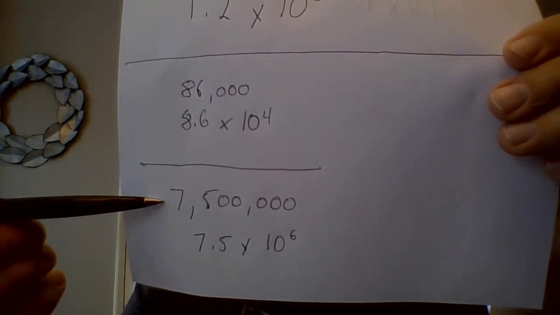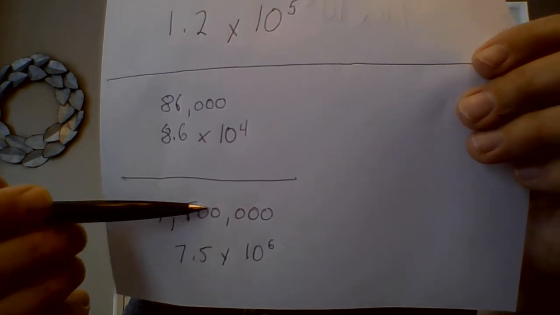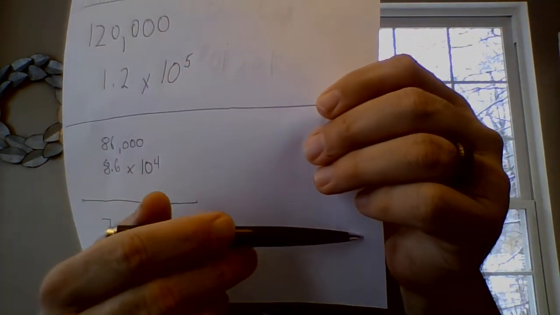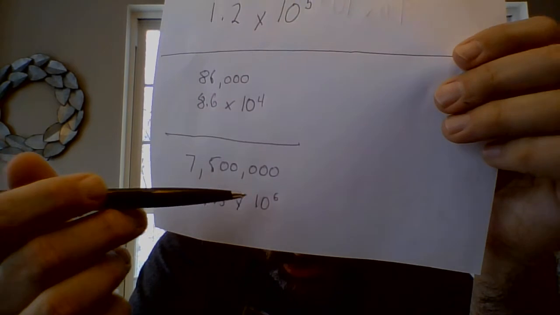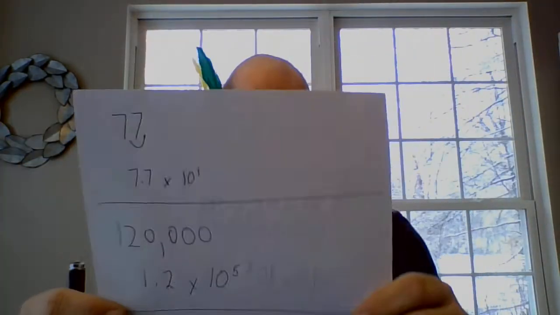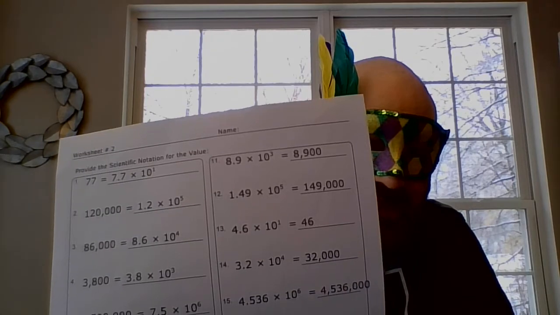And like I say, if you're doing grains of sand or stars in the universe, these zeros might go on forever and ever and ever. And it's just easier to do it like this. And remember, this is called scientific notation. On the second half of the worksheet, we're going to change the numbers from scientific notation back to standard form, and standard form is the way most numbers look.